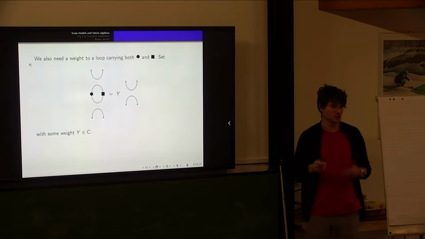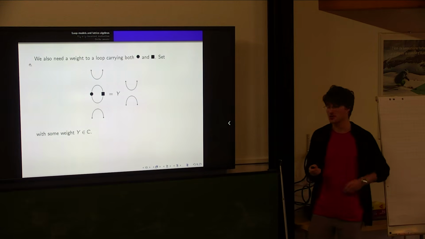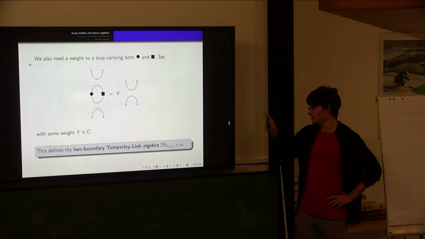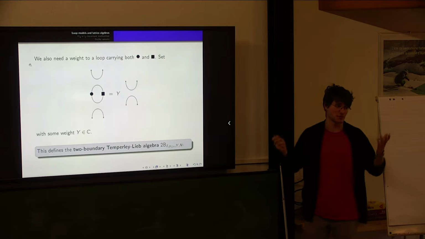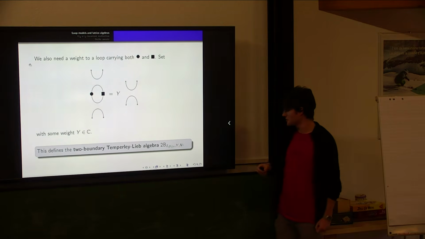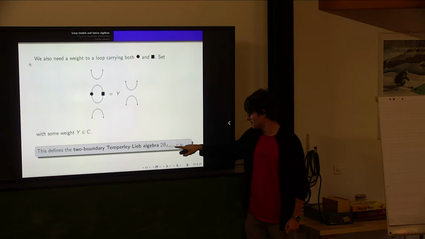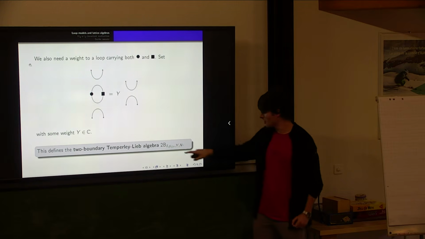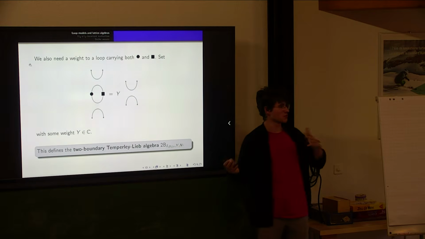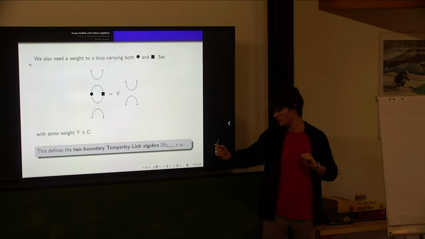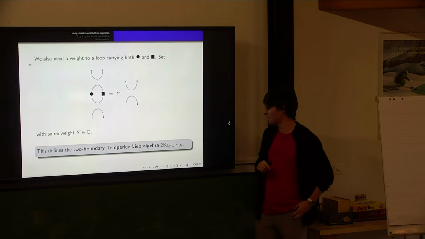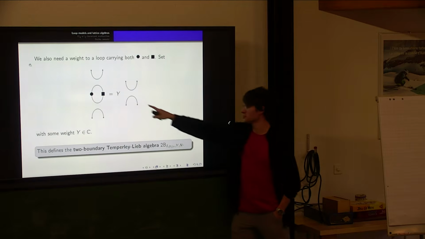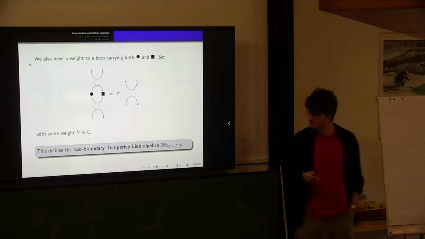And now we have all the ingredients to build our two-boundary extension of the Temperley-Lieb algebra. And this is what's called the two-boundary Temperley-Lieb algebra, so not a very fancy name. And you see here it depends on 1, 2, 3, 4 parameters. So on delta, the weight of a bulk loop, Y left and YR, which are the two weights on the left and on the right, and the capital Y parameter, which I just defined here. Okay.